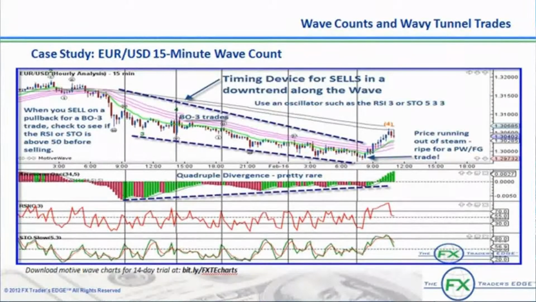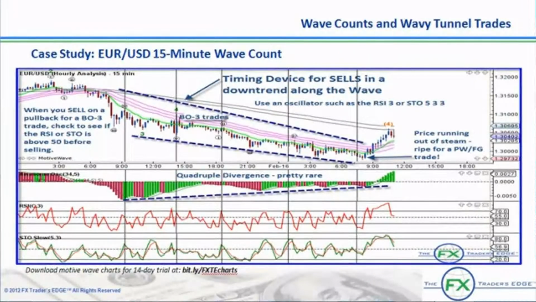I added the 3-period RSI as well as the 5-3-3 stochastics. Both indicators are oscillators to be used to find overbought situations in a downtrend. Use these oscillators to sell on strength in a downtrend. Continue to use the awesome oscillator to find divergence.